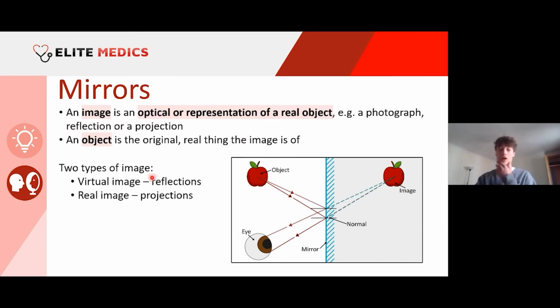There are two types of images. You can have virtual images, so reflections. This is a virtual image. Or you can have real images, such as projections. So a virtual image is caused, as it says here, by reflections, and a real image is caused by projections.